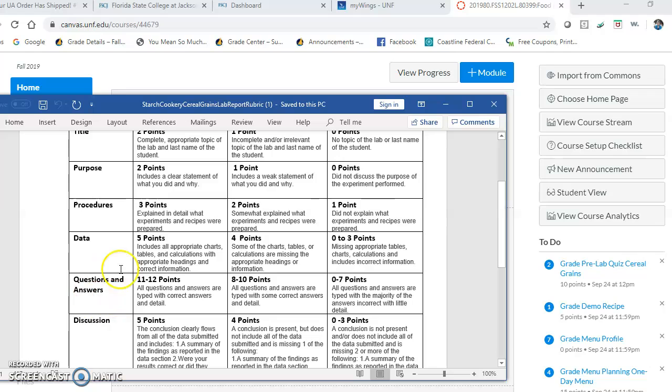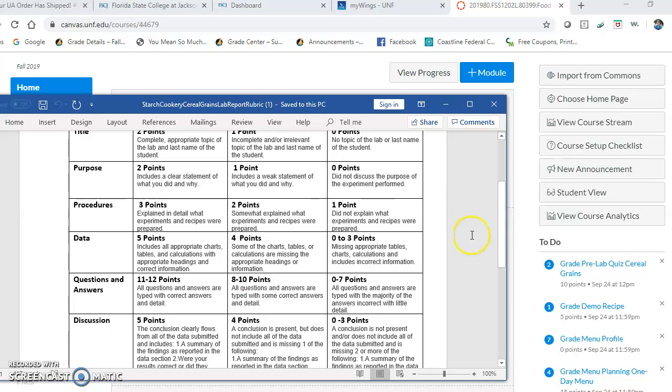In the questions and answers section, they need to be typed. The question needs to be typed and the answers need to be typed, of course, with the correct answer, and provide detail in the answer. If it says to explain in detail, you need to explain in detail, not just one or two sentences.